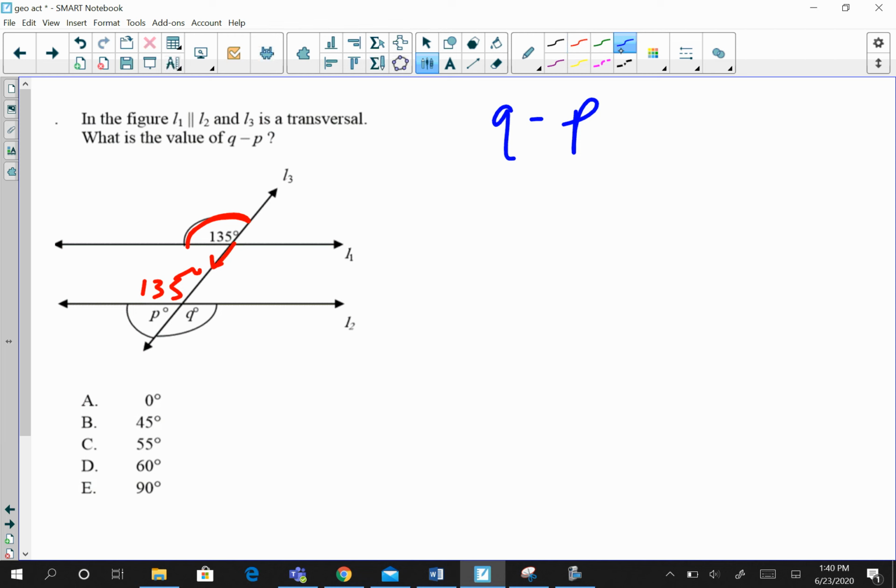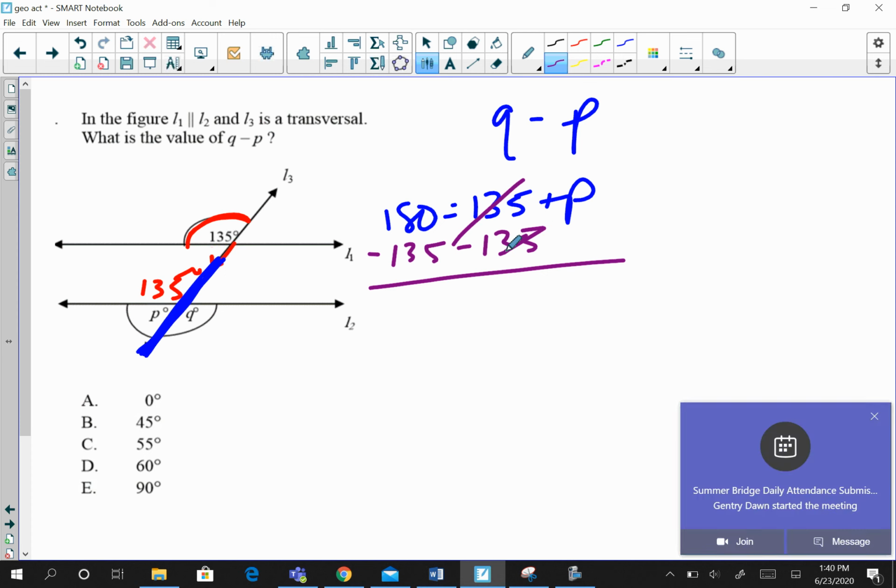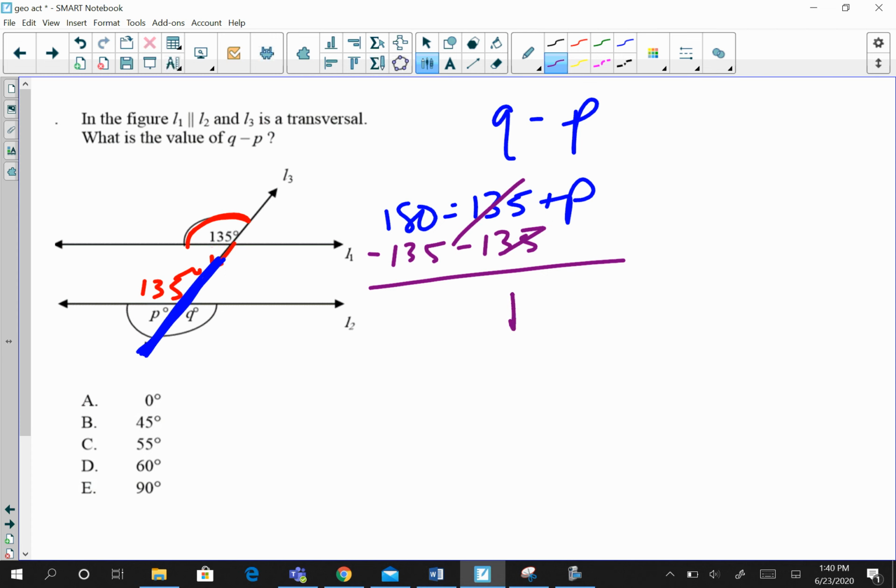Okay, that gives me a little bit. Now I can recognize that this is a straight line. Every straight line adds up to 180. So 180 has to be 135 plus P. Okay, that allows me to find out that P, if I move this, P is equal to 45. So that gives me one angle. Now I need to find Q. Okay, Q is going to be the rest.